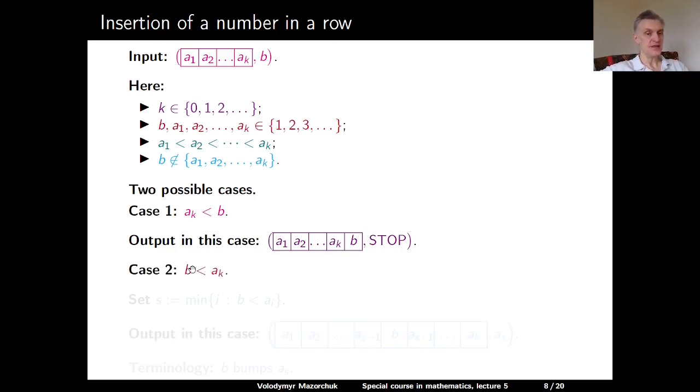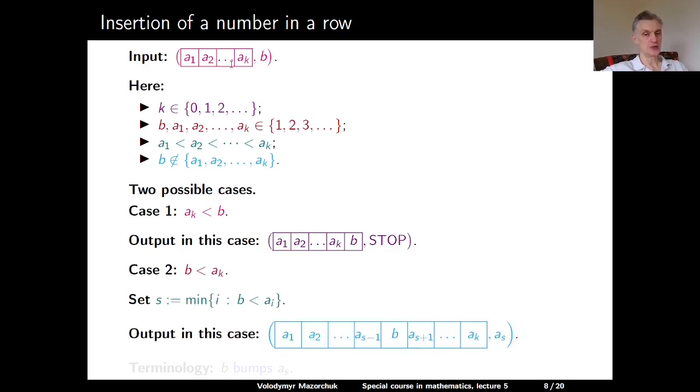Case 2: if b is smaller than ak, then we find the minimal s, the minimal of all the indices i for which b is smaller than ai. So in this sequence a1, a2, and so on, ak, it's increasing. b is definitely smaller than ak by assumption, so there exists the minimal index s such that the corresponding as is still bigger than b, but as minus 1 is smaller than b.